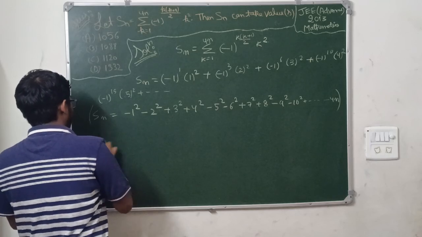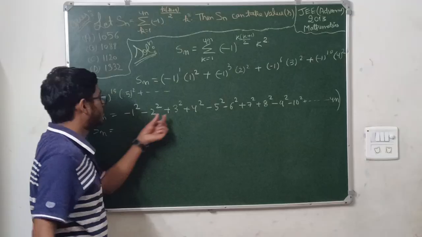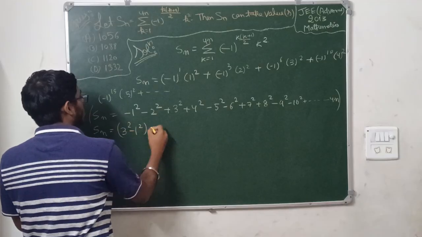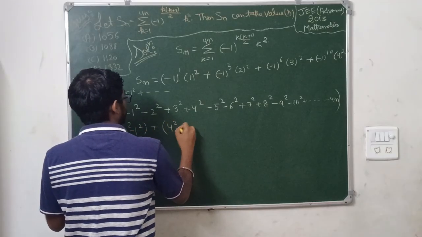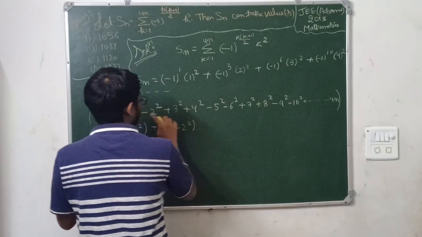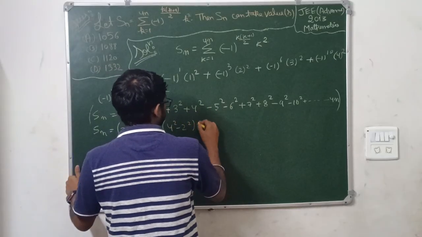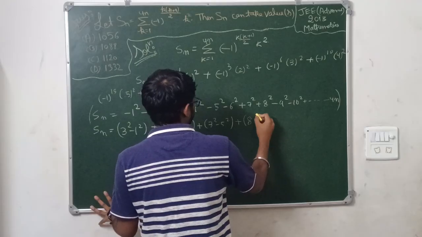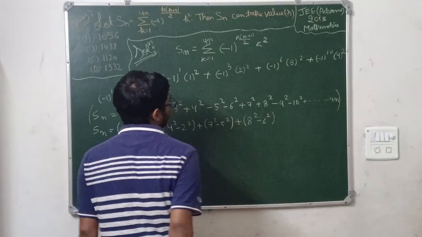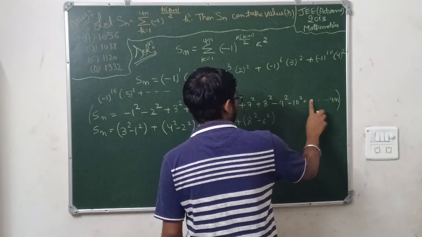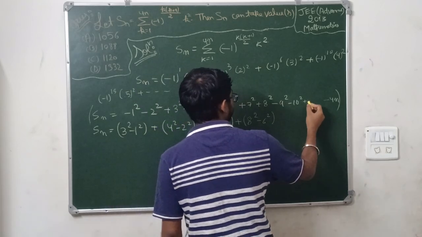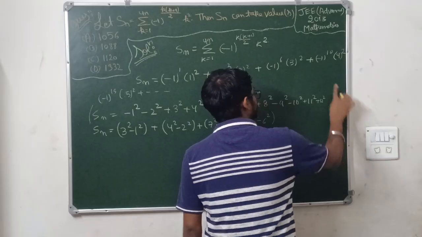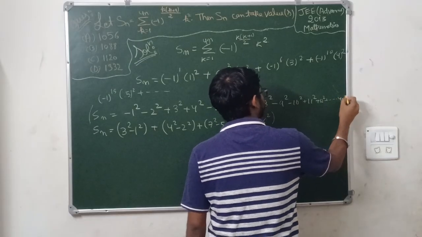Sn is what? You combine one plus term and one minus term. So 3 square minus 1 square, then 4 square minus 2 square, then 7 square minus 5 square, then plus 8 square minus 6 square. You can write more terms here for obtaining the series. So the next terms will be plus 11 square and plus 12 square, and this series will be till 4n.